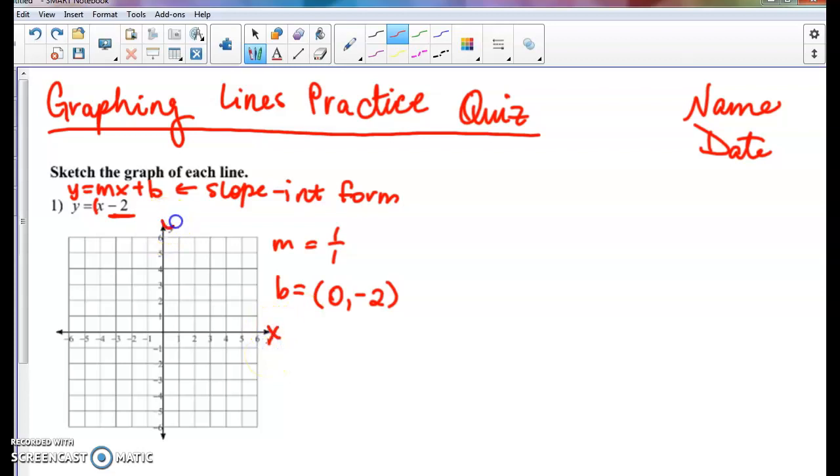I already have my coordinate plane here. You'll need to sketch out your coordinate plane. So make your x-axis, make your y-axis, a few tick marks in every direction. And when you're ready, press play.